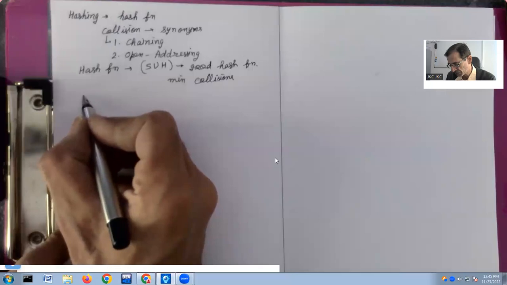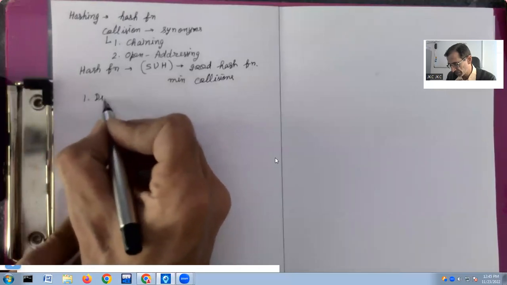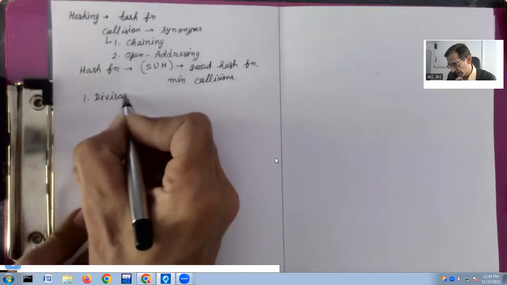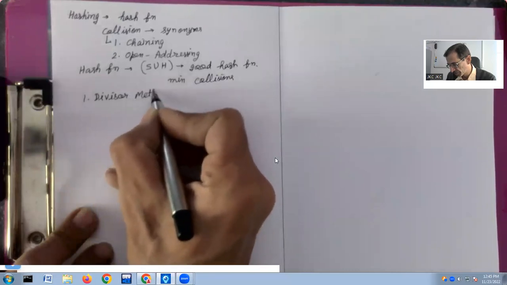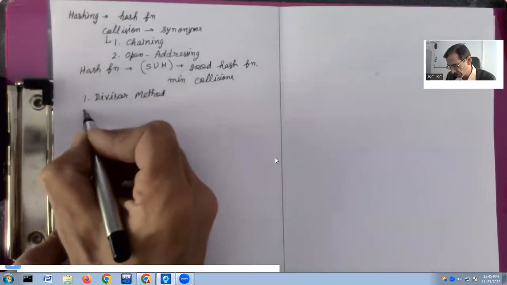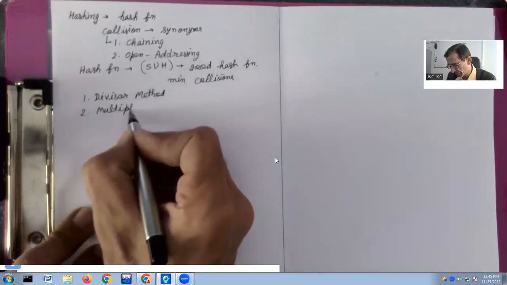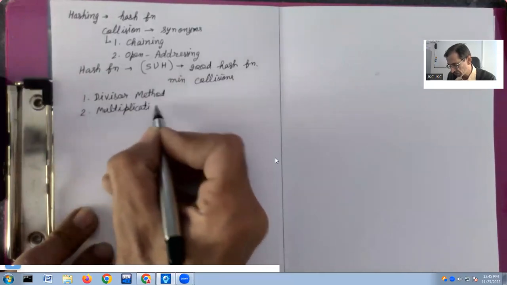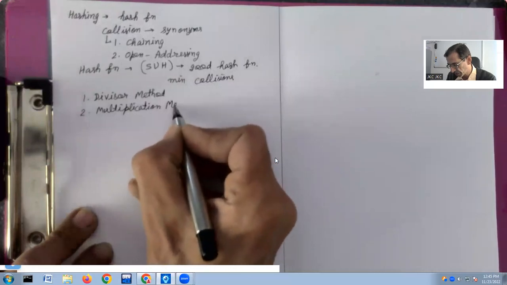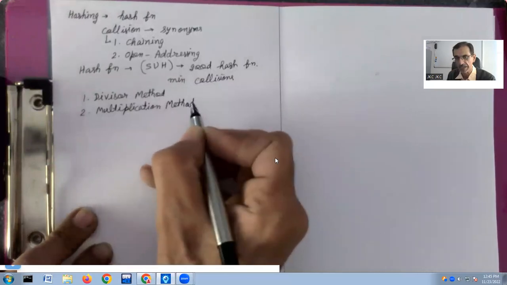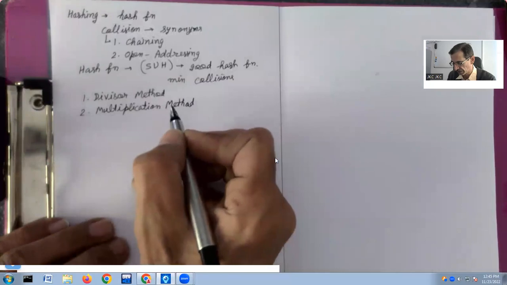There are two options. One is called the divisor method, and the other is called the multiplication method. Of course, more methods can also be designed, but these two are very frequently used, and we will quickly understand both of them. They are very easy, simple calculations, but yes, that makes a difference.